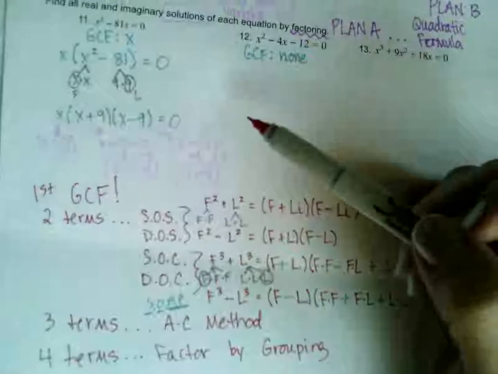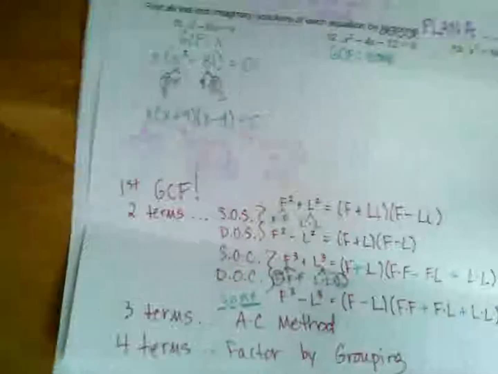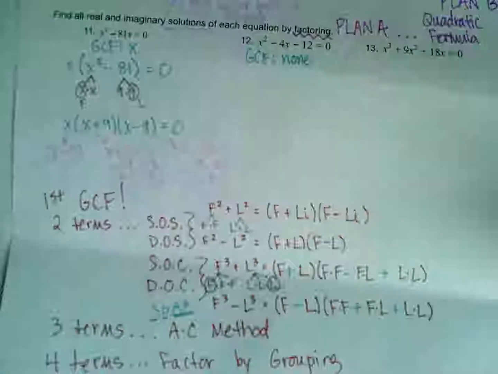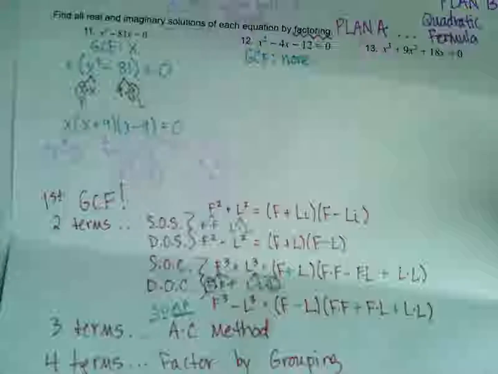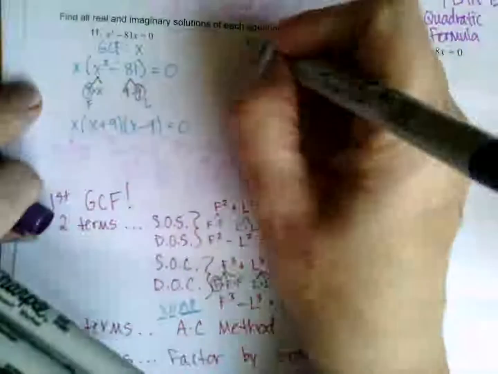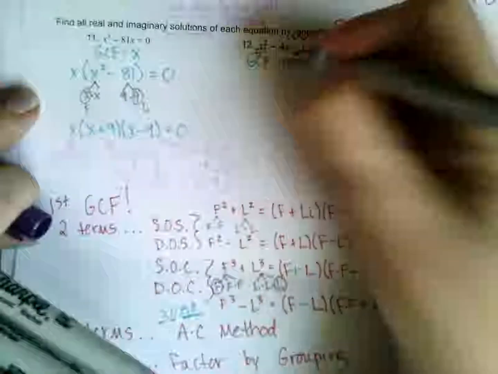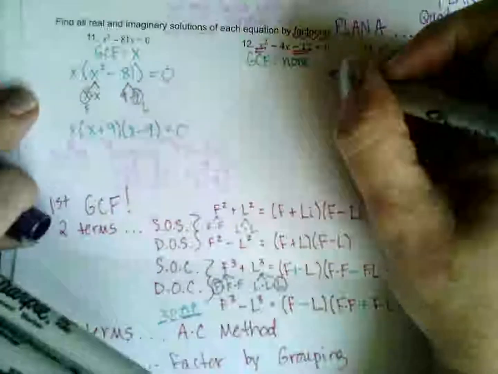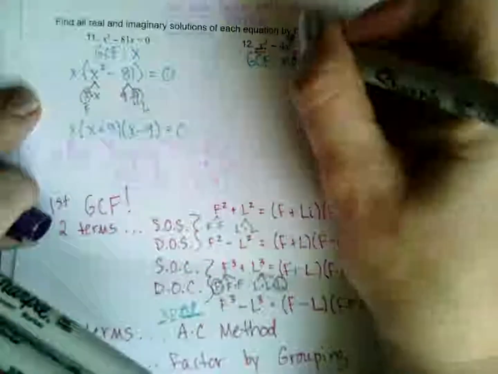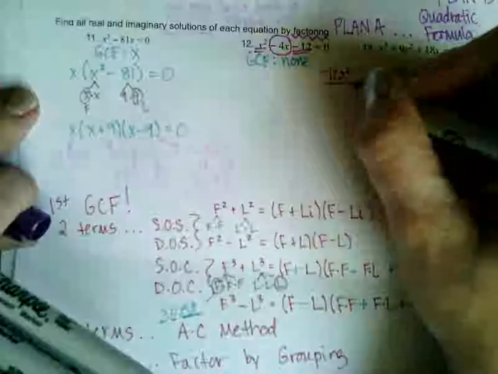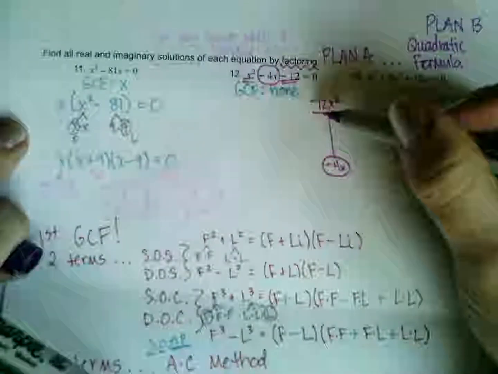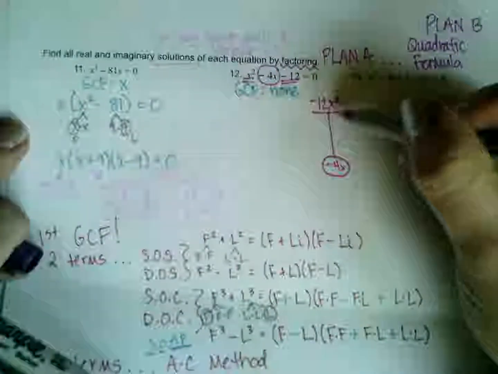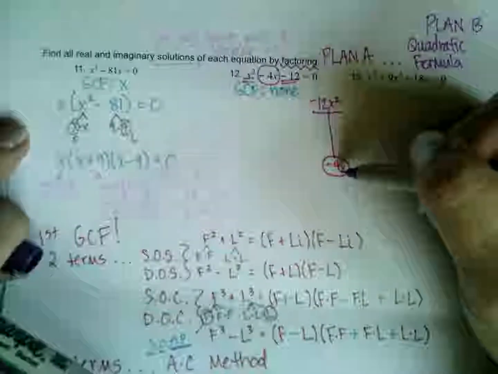So back to my 3 terms. Factor by the AC method. So in the AC method, AC means I'm going to take the first thing times the third thing, which will be C, because it goes ABC. So I'm going to take the first thing, x squared, times the third thing, negative 12. And I get negative 12x squared. And what I want to do is I want to figure out a combination of terms that would multiply to give me negative 12x squared, but add to give me negative 4x.